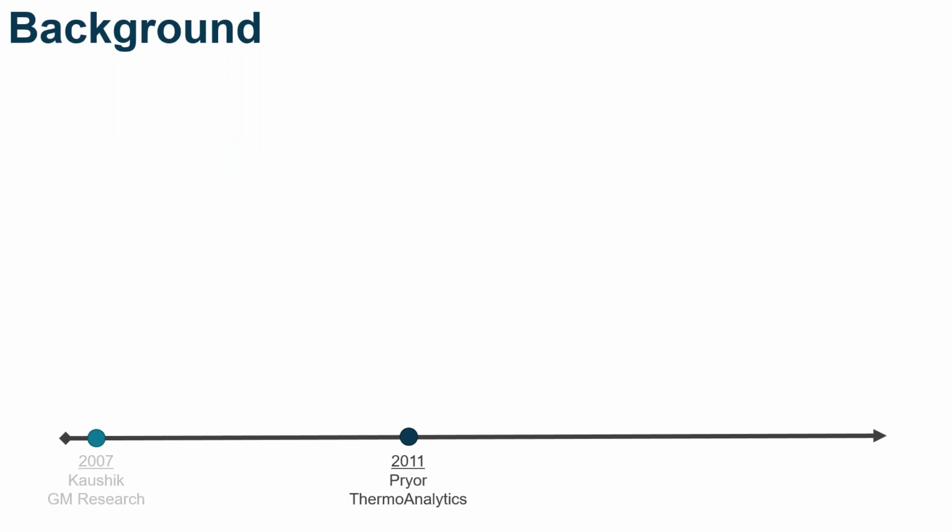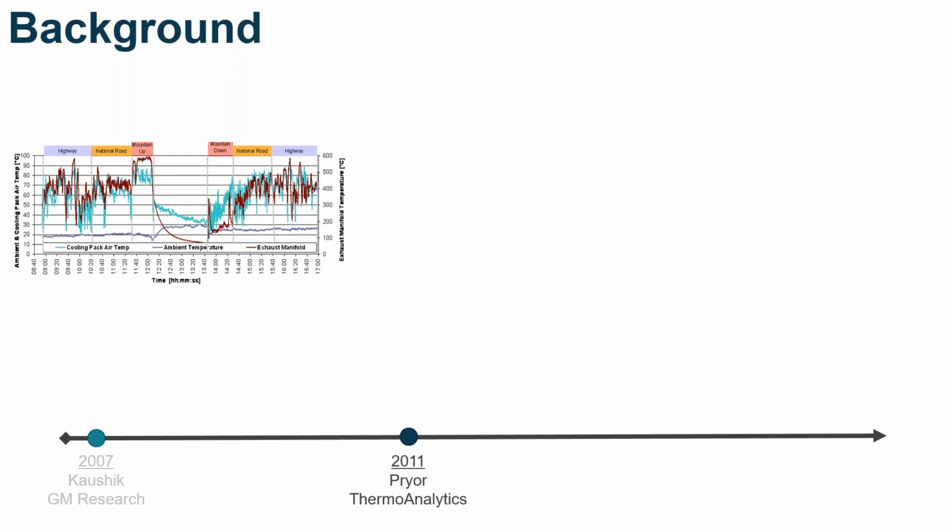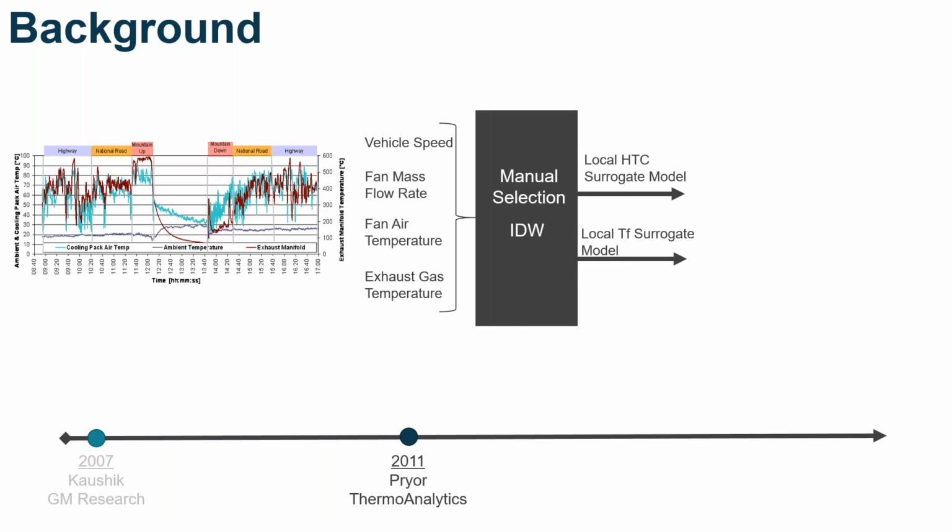This was extended by Pryor in 2011, where he showed that you didn't even need to limit it to these kind of short duration test cycles. He showed that you could apply the exact same method with fewer inputs to a much longer test cycle. The cycle you're looking at here is a commercial vehicle doing a delivery cycle where it drives 4 hours out, takes about a 30-minute break, and then drives the same 4-hour path back.